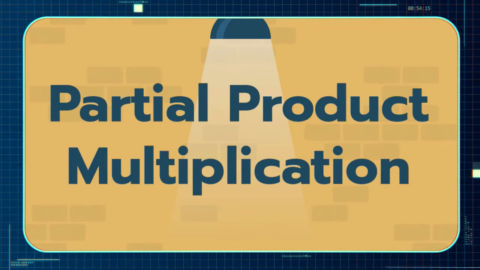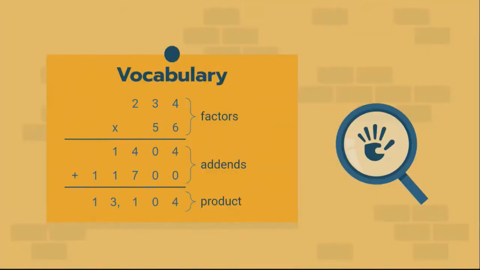In this video, we're going to talk about partial product multiplication. So again, I want to review the vocabulary in multiplication. The numbers that we multiply together are called factors. The numbers in between that we add together, those are called add-ins. And our answer is called the product. And I'll use those terms as we talk about this.